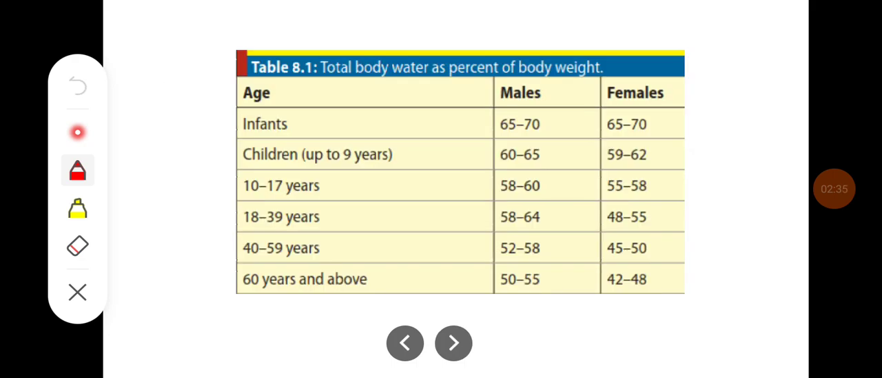compartment. So this gives the total body water as a percentage of body weight in males and females at different ages. Okay, so it is going to range from 65% to 42%. So in infants, children, and adults, it is high compared to the elderly age group.